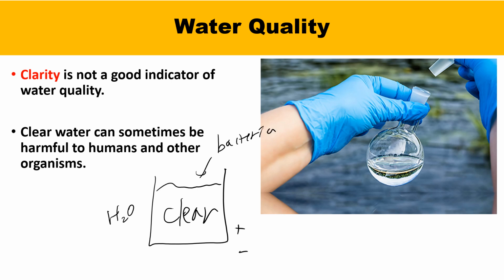So clarity is not a good indicator to determine if water is actually safe to drink or not, or if the water has a lot of nutrients and minerals in it or not. Clear water can sometimes be harmful to humans and other organisms. A good example is the tragic event of salmonella exposed from poor water conditions.